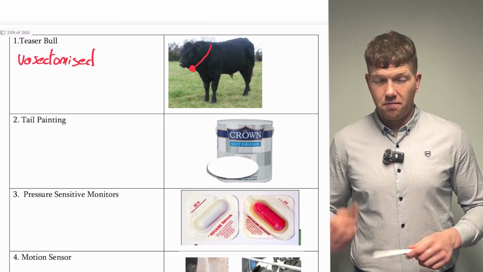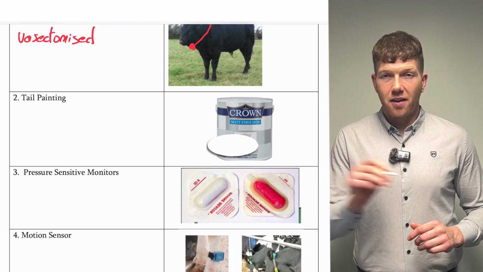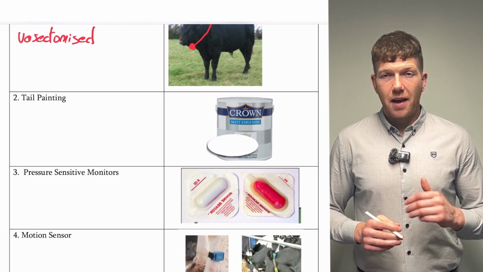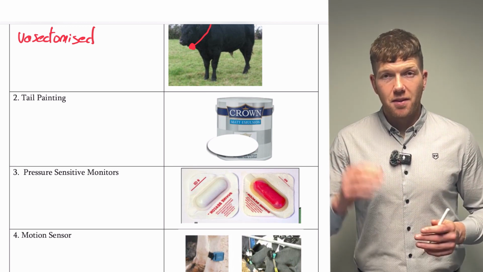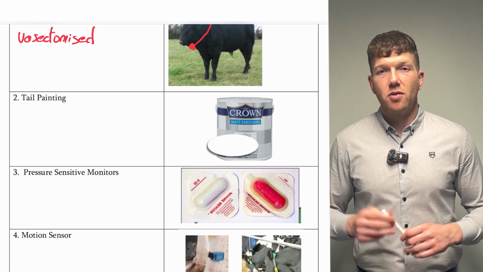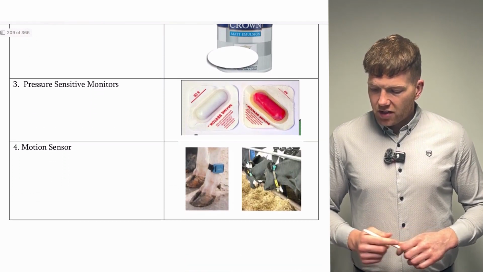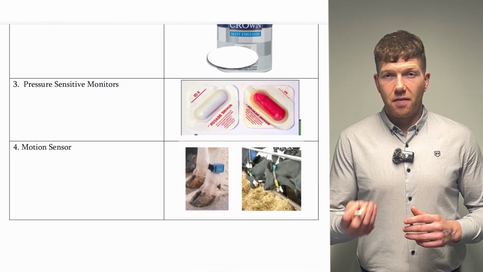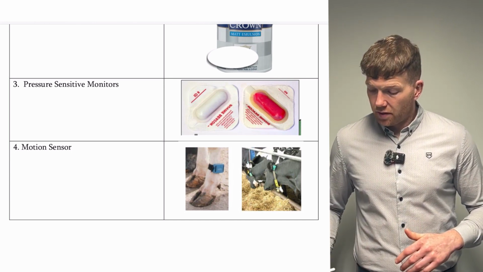Tail painting is just simple enough. That's what it says on the tin. It's just you put paint on their tails, and it doesn't get removed easy. And what happens is when they've been mounted, when they're standing to be mounted, the paint is removed. If you see cows that have their tails remove the paint, you would AI them as well. Then there's some pressure sensitive monitors. Some of these things, even there's scratch cards or these little kind of monitors that burst as well. They can be used. There's a few different ones like that.